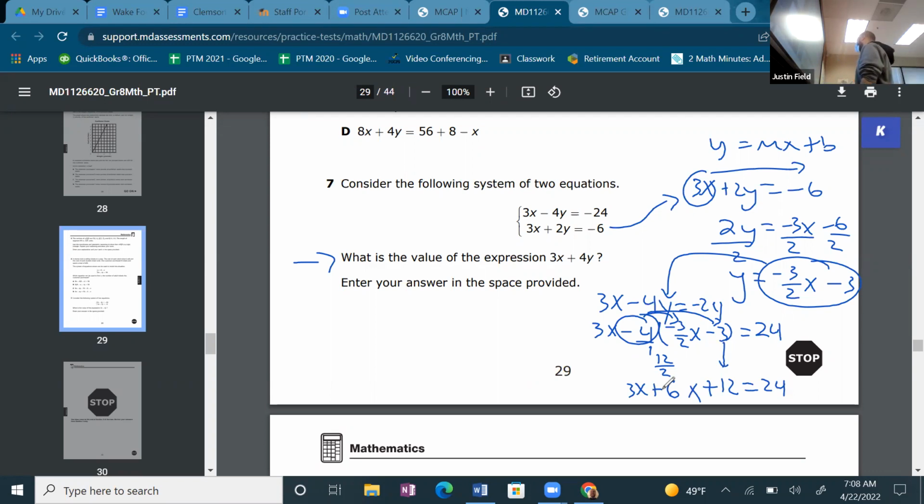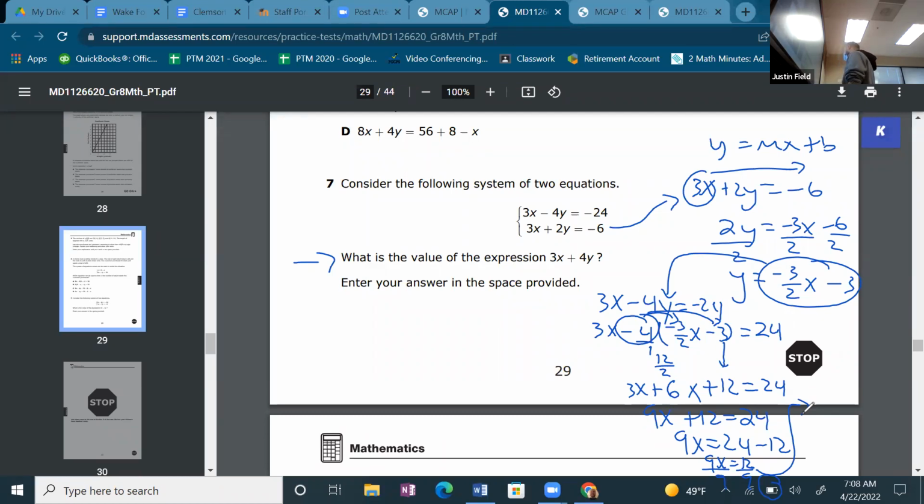Now the equation got a lot easier. Do we have any like terms on the left? It's 3x plus 6x, which is 9x. 9x plus 12 equals 24. Two-step equation. So put that number on the right, over the line, change the sign. 9x equals 12. Divide by 9, divide by 9.